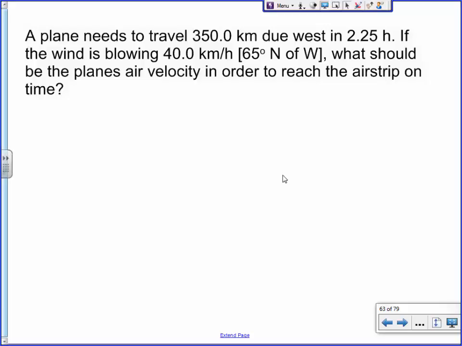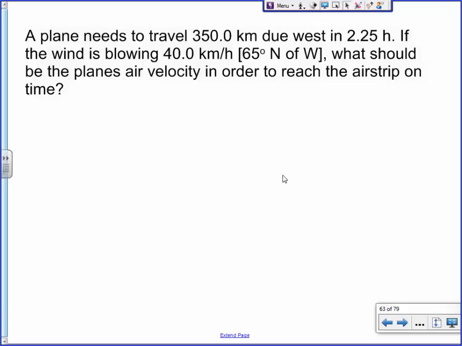Okay, a plane is traveling 350 kilometers due west in 2.25 hours, but there's wind. Kind of like the example we talked about with Edmonton to Toronto, the wind is going to push you a little bit off course, isn't it? So the question is, what does the plane's air velocity need to be in order to reach the airstrip on time? So let's draw a bit of a picture here.